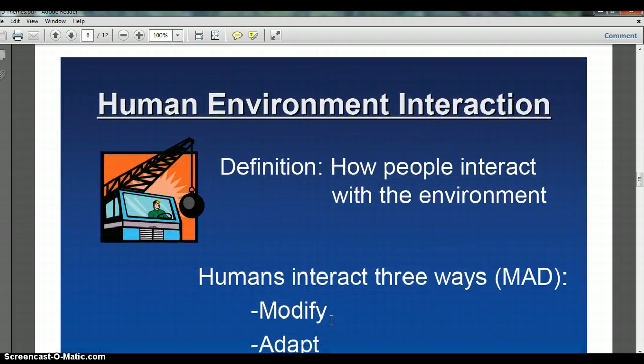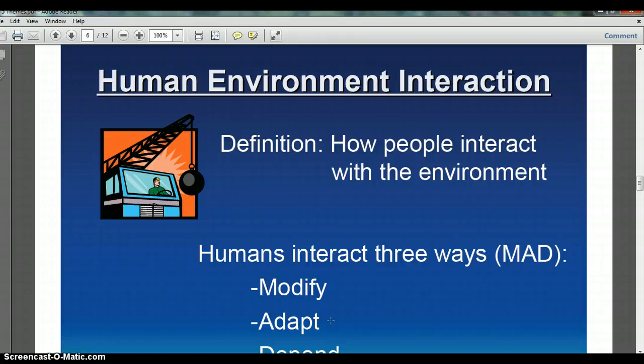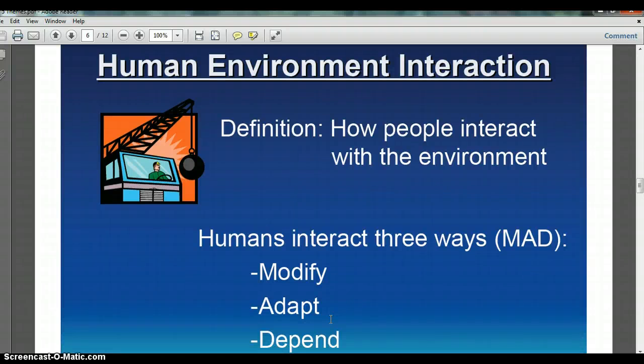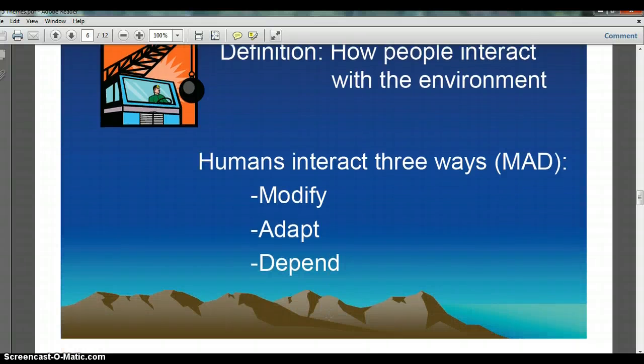Human-environment interaction. So in your phrase, lucky people have more rhesus, this would be your H, human-environment interaction. Your definition would be how people interact with the environment. People interact with the environment in 3 ways. We use the acronym MAD to describe this. People either modify, adapt, or depend on the environment.